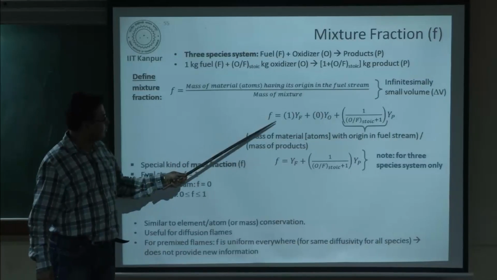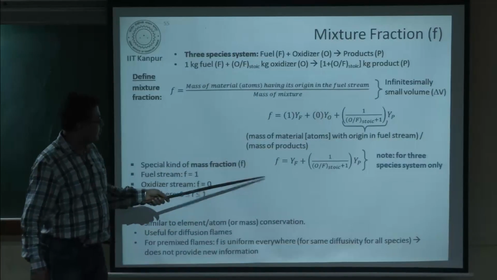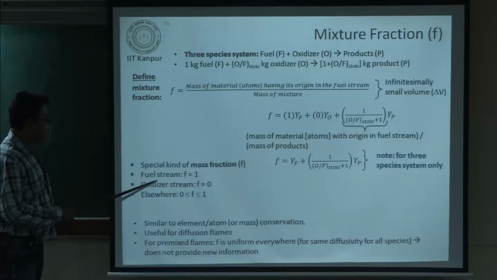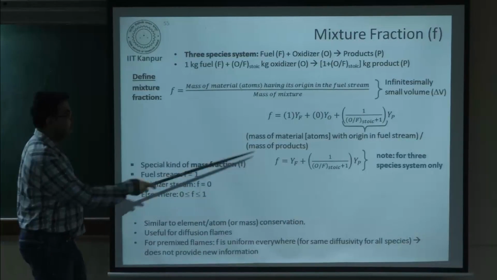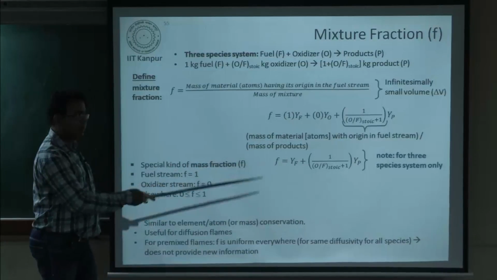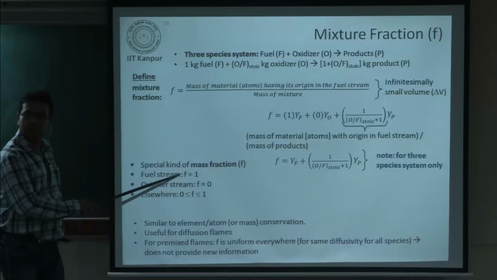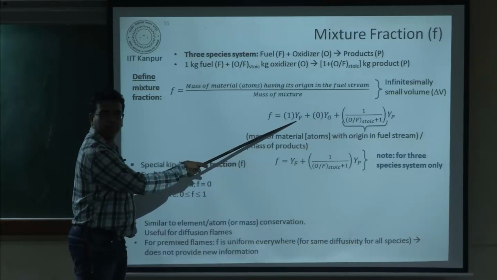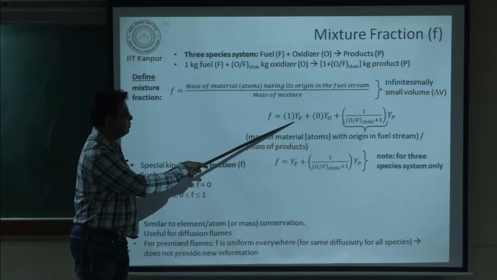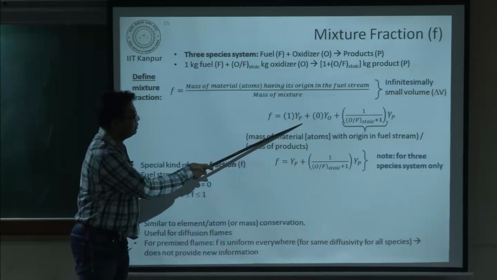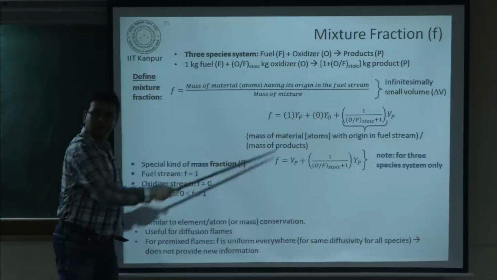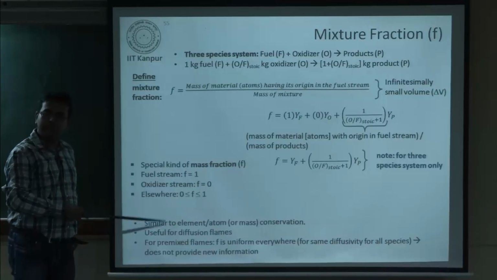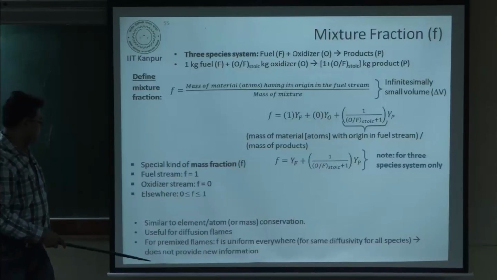So this is the expression of the mixture fraction, and then you will see one important observation. In the fuel stream, Yf is equal to 1, there is no product, and F is equal to 1. Similarly, if you go to the oxidizer stream, Yf is 0 there, there is no fuel in the oxidizer stream, and there is no product. So F is again 0. Everywhere else the mixture fraction will vary between 0 and 1, okay.